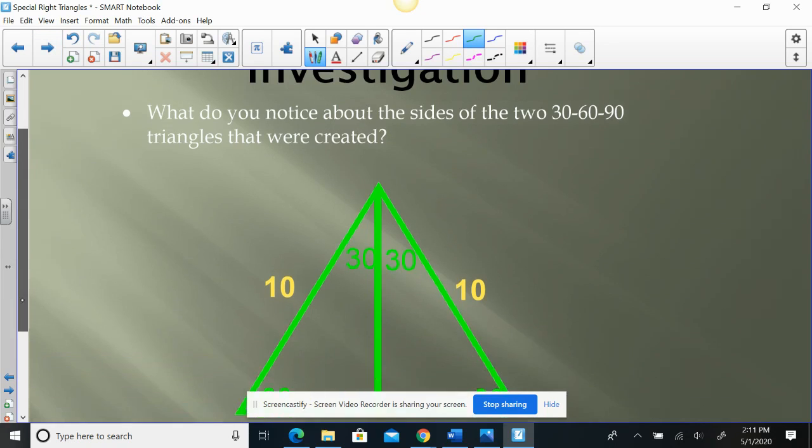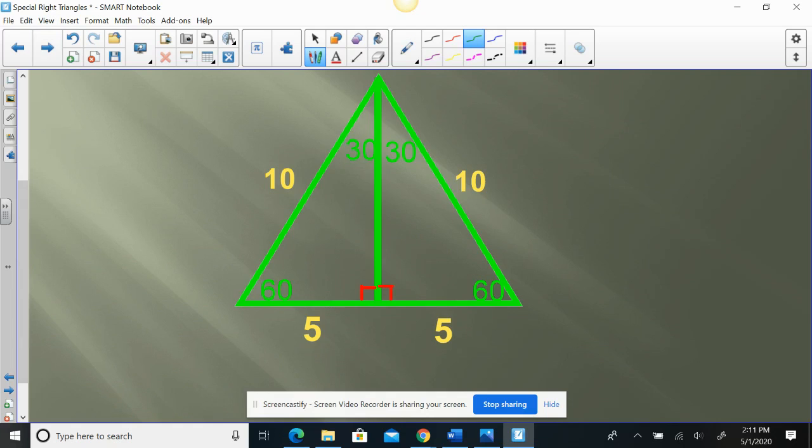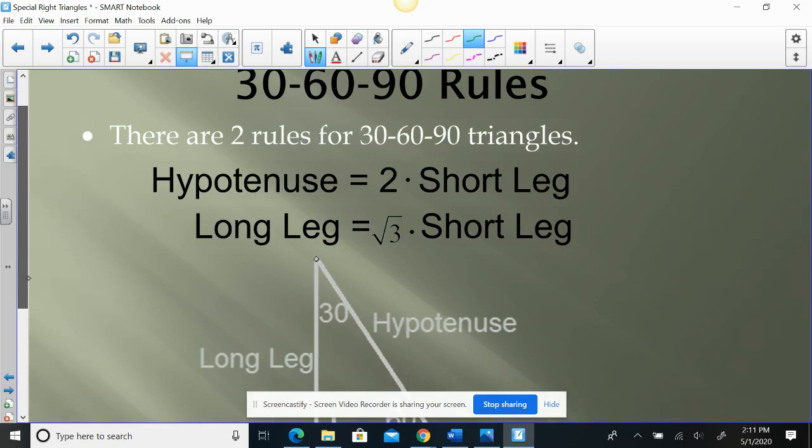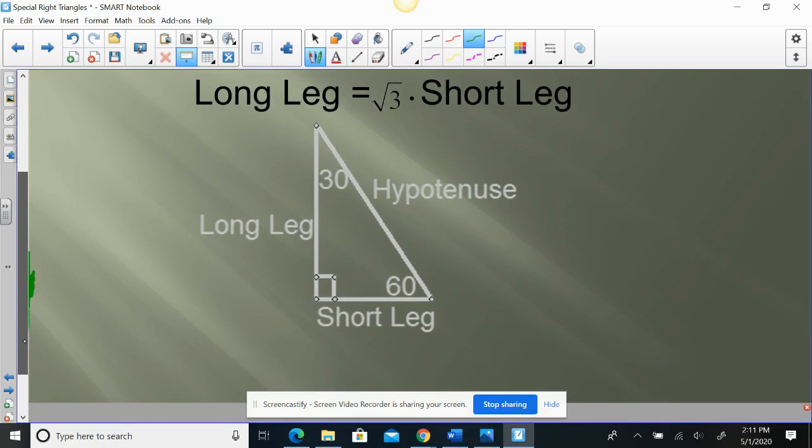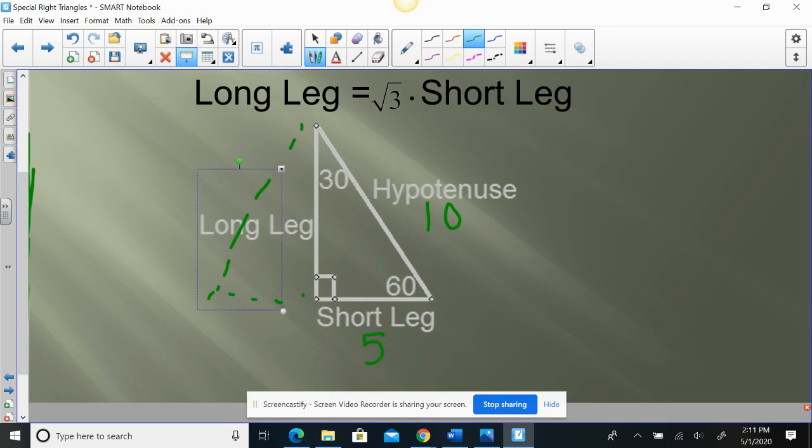All right, so what did you notice about the triangles we created? When we have your 30, 60, 90, whatever this is, so remember it was 10, your short side is always going to be half of it. Because remember, that perpendicular bisector is going to bisect this side, so this side is half of this side. I'm literally just cutting that equiangular triangle in half. That is really, really important.